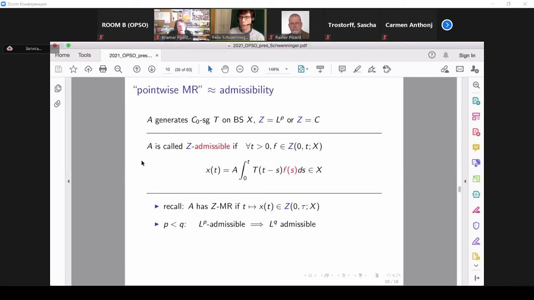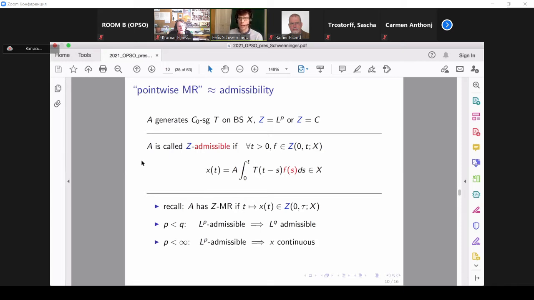Yeah, so since I included here the LP spaces in this definition, I would like to comment on this. By the nesting properties of LP spaces, if you have an LP admissible A, where P is less than Q, then it automatically follows that A is LQ admissible. So in other words, the L infinity case is the weakest one, and the L1 case is the strongest one.